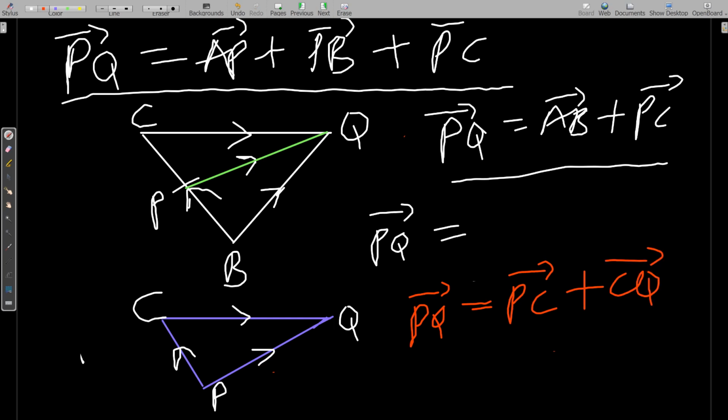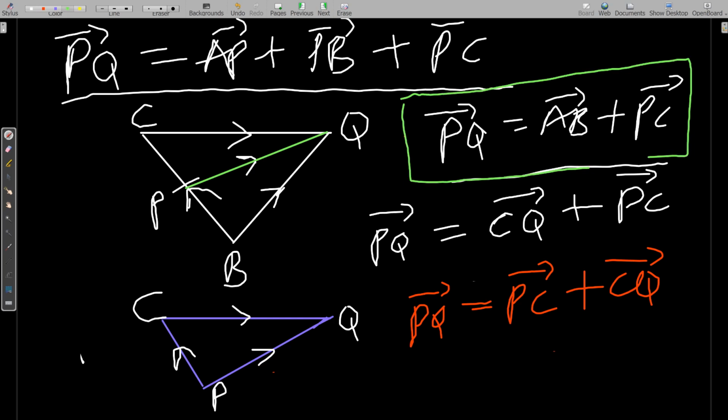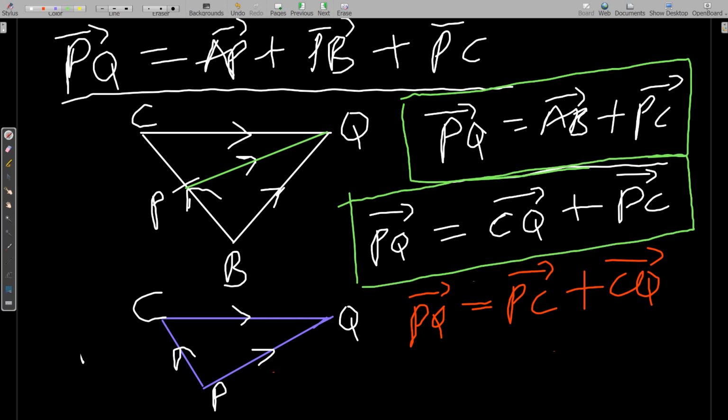Now let's look at this. From this diagram, this is what we've been able to deduce. If I shuffle it, I'll have something like CQ plus PC. That's my PQ. Now with this first equation given, let me use a green one for you to see. With this first equation, you are saying that PQ is AB plus PC, and at the same time we've been able to write PQ in terms of CQ and PC.